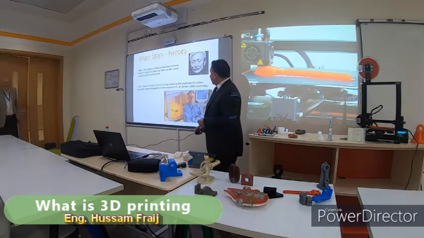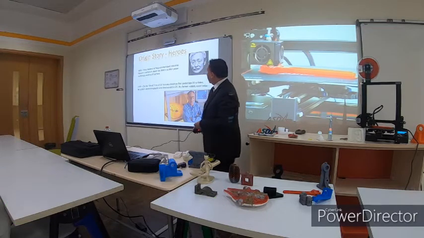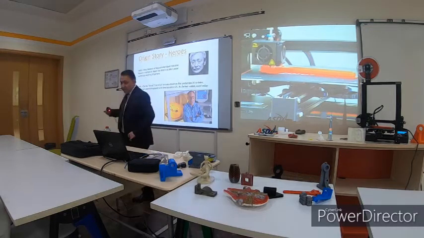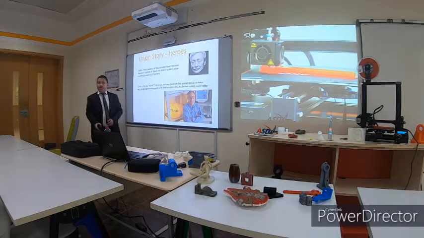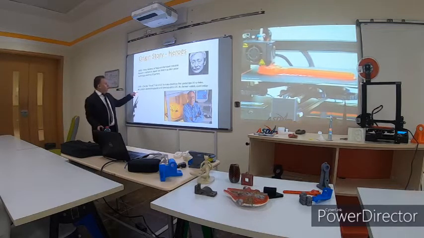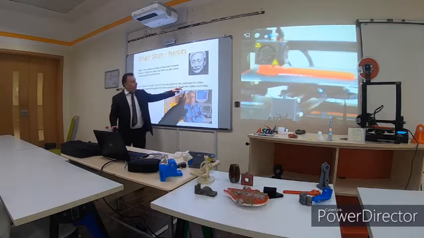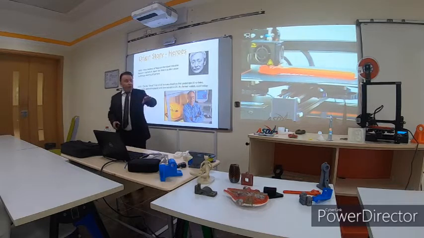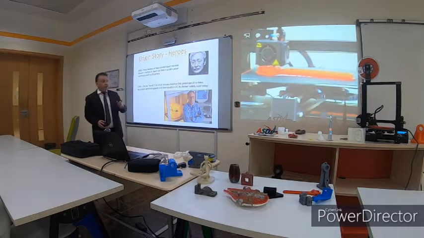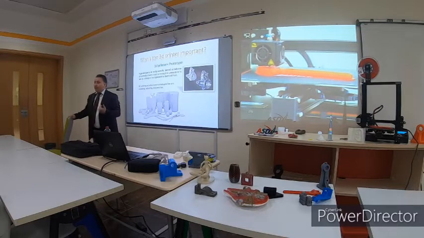It started in 1981, when Hideo Kodama of Nagoya Municipal Research Institute first published a paper outlining the 3D printer. Later on, in 1984, Charles Hull of 3D Systems developed the first prototype 3D printer, and he called it stereolithography. Stereolithography is now the STL file format, widely used today. Even this machine works on the STL file which this man created.